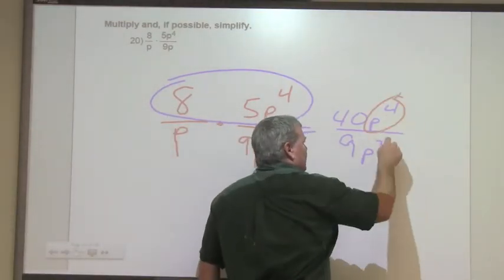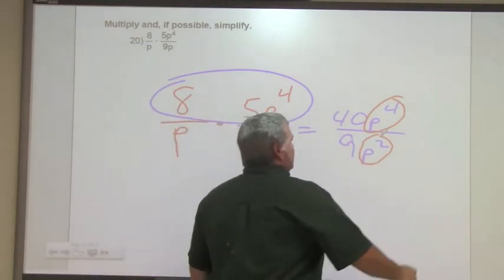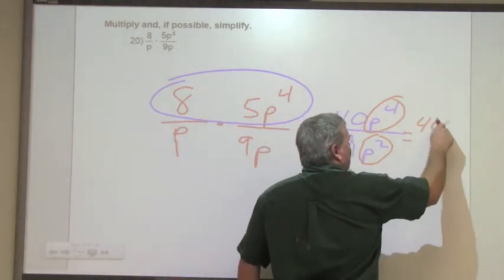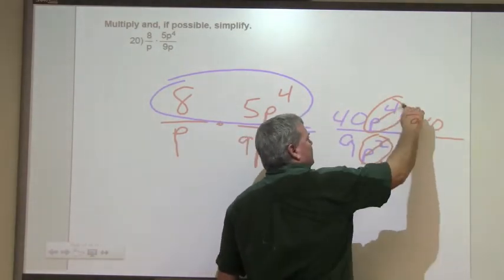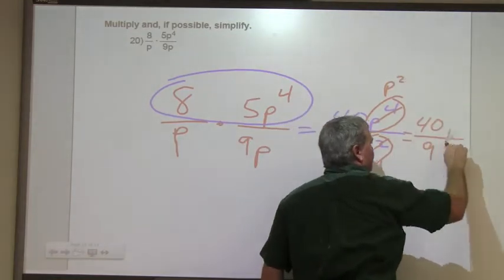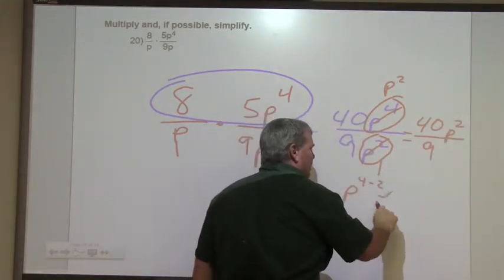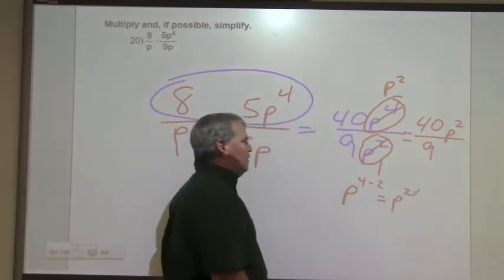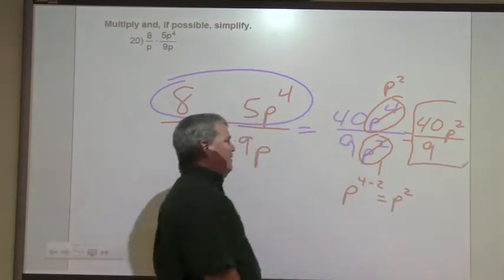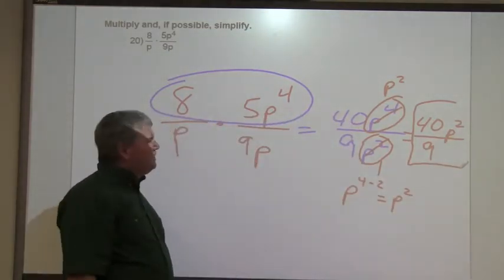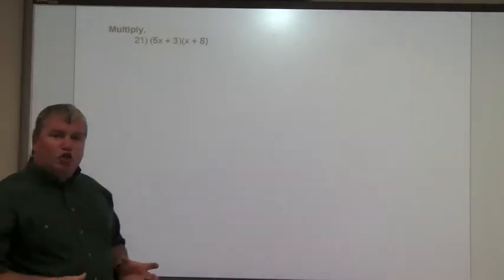Well, look here. I have 4 p's on top, 2 on the bottom. So I've got 40 over 9, and then look, these 2 simplify with those and leave me with 2 on top. Again, I could have done p to the 4 minus 2 and that gives me the p squared. Either way you want to do that, you can work that one out. And that would be my final answer: 40p squared over 9.